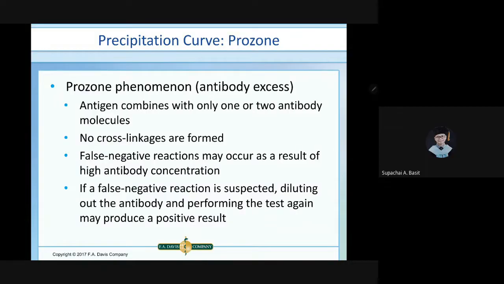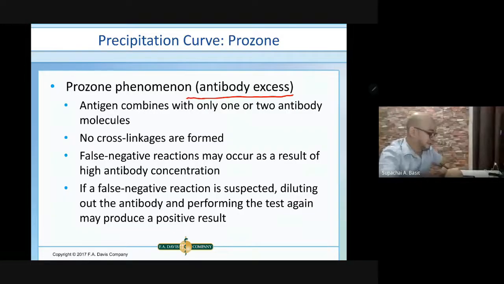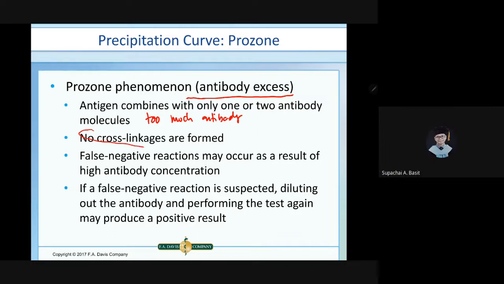Okay, so let's talk first about the prozone. The prozone phenomenon is the zone of antibody excess. Antigen combines with only one or two antibody molecules, meaning to say there is too much antibody, so no cross linkages are formed. And a false negative reaction may occur as a result of high antibody concentration.